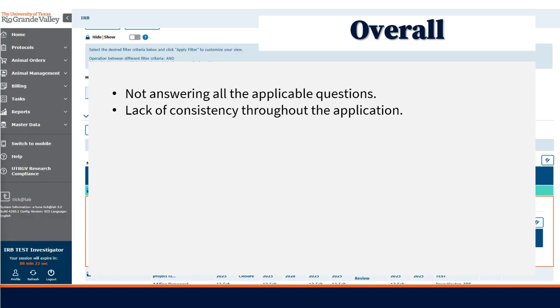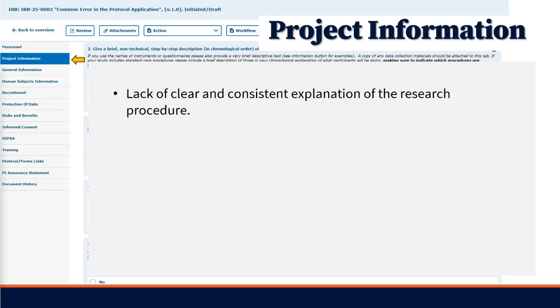Overall, the two most common errors in IRB applications are not answering all the applicable questions and lack of consistency throughout the application. In the next slides, I will be focusing on each of the tabs in the protocol application and the most common errors at each tab.